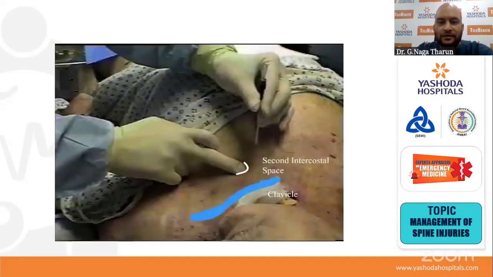This is the second intercostal space where needle thoracostomy is done in children. And in adults, needle decompression is done at the fifth intercostal space, mid-axillary line.